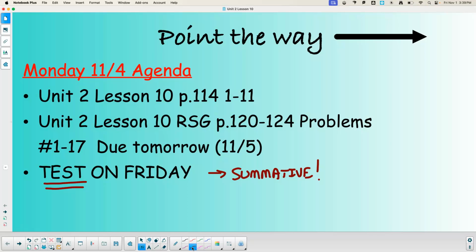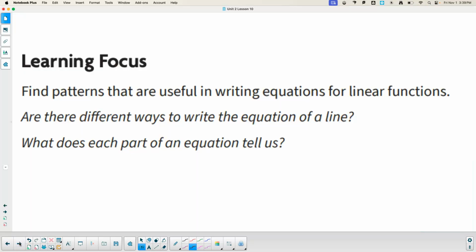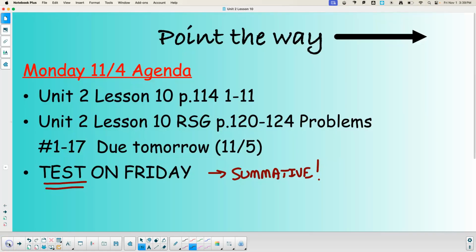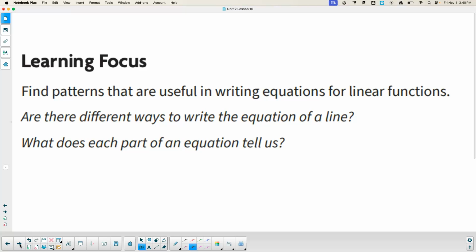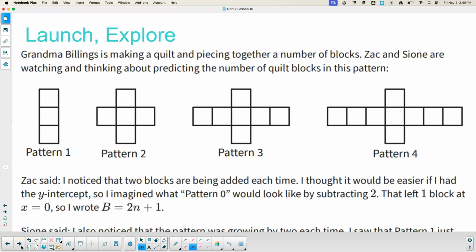Okay, so let's jump in here to lesson 10. In lesson 10, we're going to be talking all about linear functions, and we are going to be starting on page 114. So Grandma Billings is making a quilt and piecing together a number of blocks. Zach and Sione are watching and thinking about predicting the number of quilt blocks in this pattern.